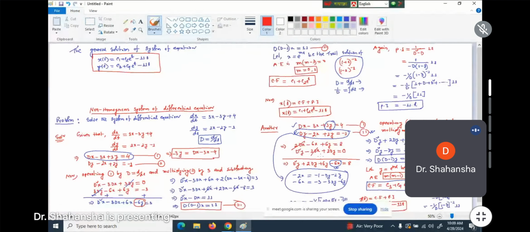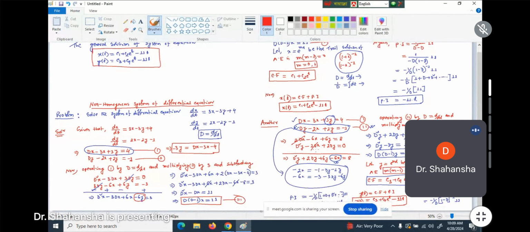Maybe one friend asked me, sir, in the exam you have to find x of t or y of t, you can write it similarly because time is very short and the calculation is very lengthy. Are you clear, my dear friends? Yes sir. I believe all friends are clear.